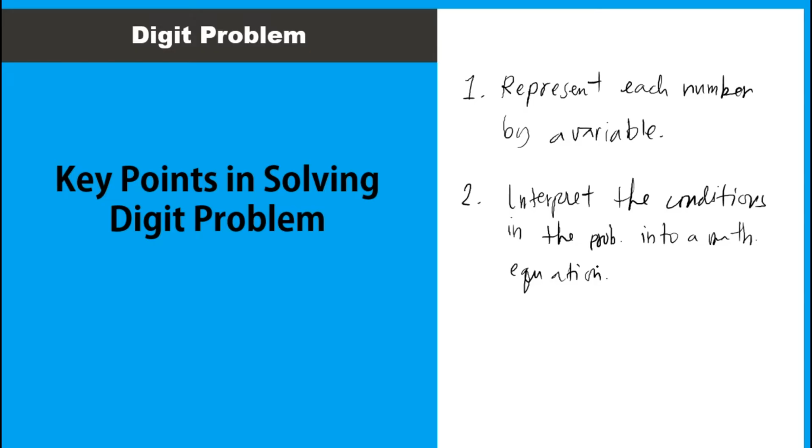So if you have two digits that are required to be solved, you should have two equations. So you have two equations and two unknowns. If you have three variables, you should have three equations for that specific problem.